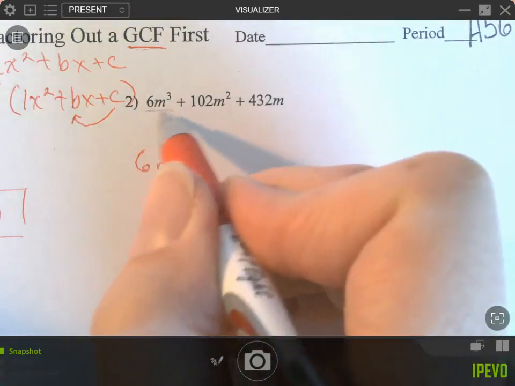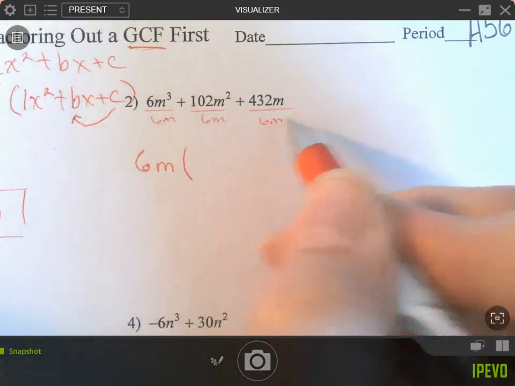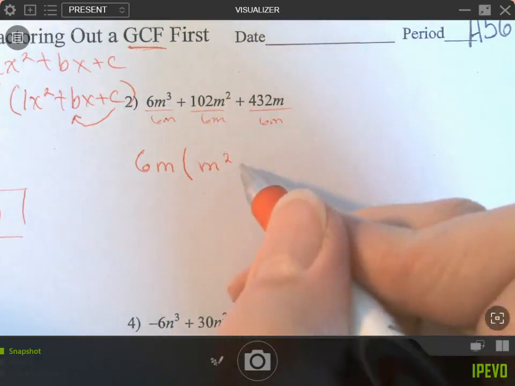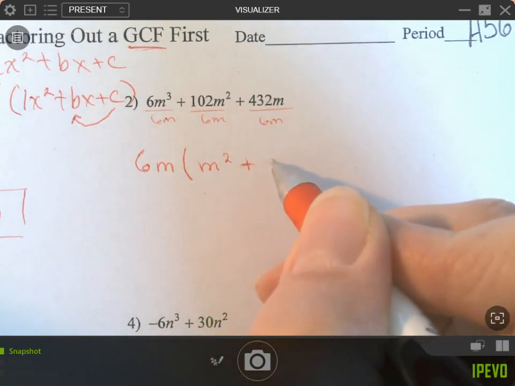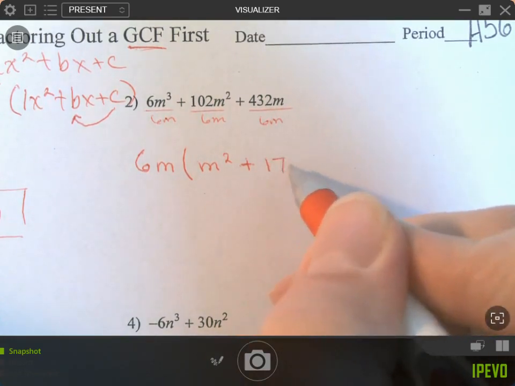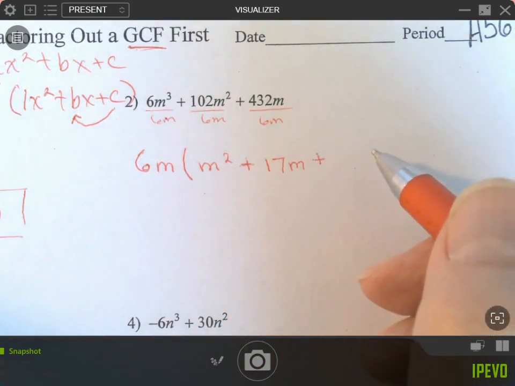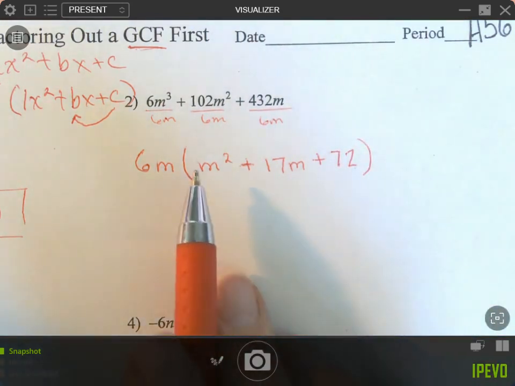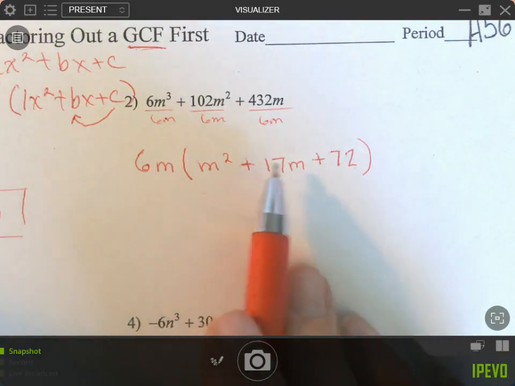Now, you don't have to do this, but for some people this helps them. And you all have your calculators out, right? So I'm left with an M squared. What's 102 divided by 6? 17. Keep 1M. What's 432 divided by 6? 72. Do we agree with this? Okay. So when we did just GCFs, at this point we were done. But now we know that we have this trinomial and it might factor.